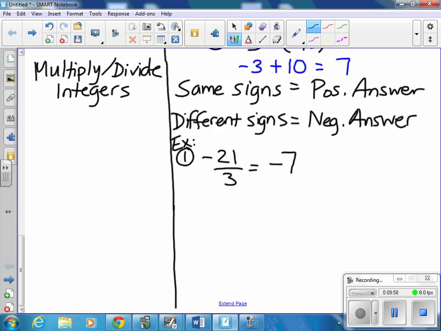Okay, and then if I have something like -84 divided by -3, I see 2 negatives in division, so that means my answer is going to be positive. And then if you divide 84 by 3, you'll get positive 28. Okay, so those are 2 division examples. Now let's take a look at some multiplication examples.